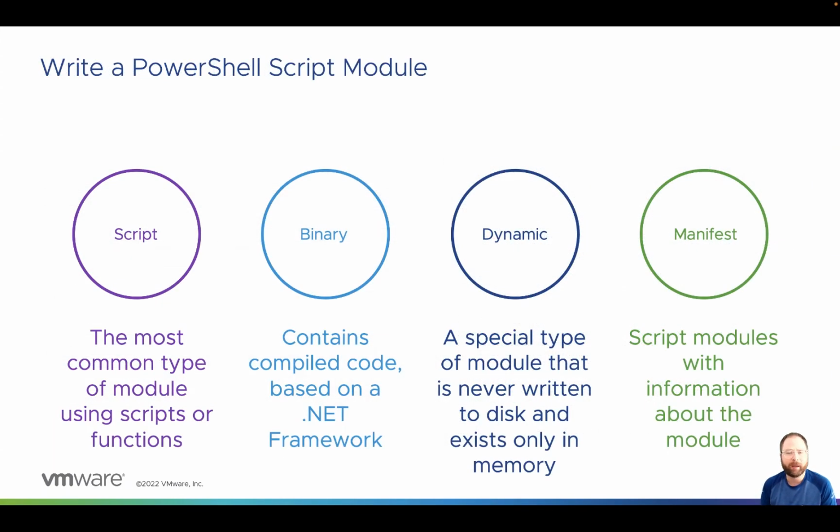When we go to write a PowerShell script module, there's traditionally a couple options. The most common type is a script module, which is what I just highlighted. You take a script, you put a function, and you put it into a PSD file. You then also have some not so common types, such as a binary or dynamic. A binary module contains compiled code based off of a .NET framework, so it's essentially an executable that gets installed.